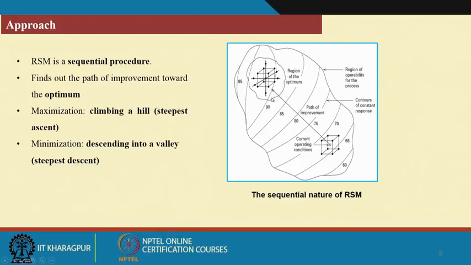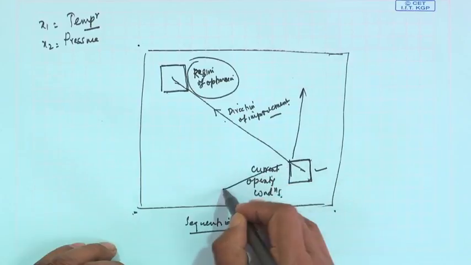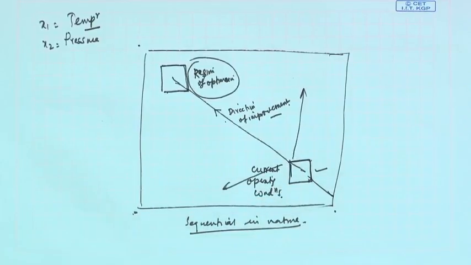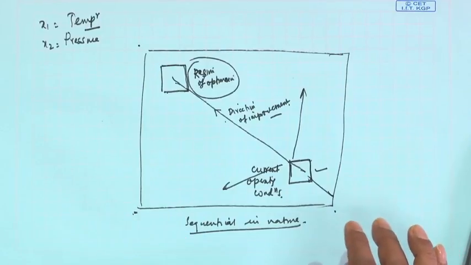So, that means this is the direction of improvement, but actually you do not know that. What response surface methodology will do is first conduct an experiment here and then fit a regression model. That regression model will help you decide whether to go in this direction or that direction, depending on what the model guides you.